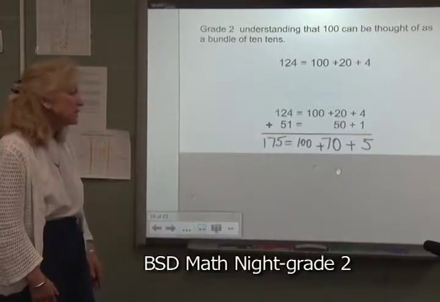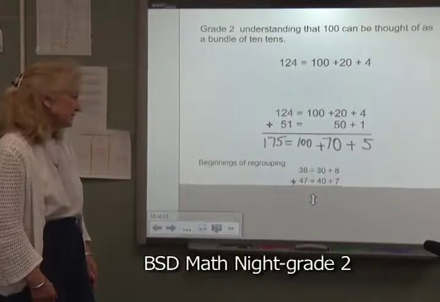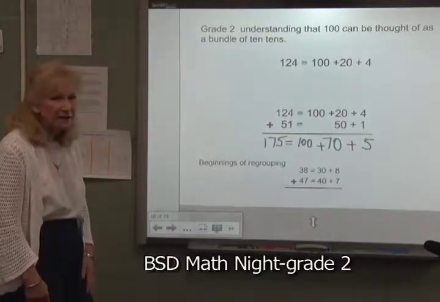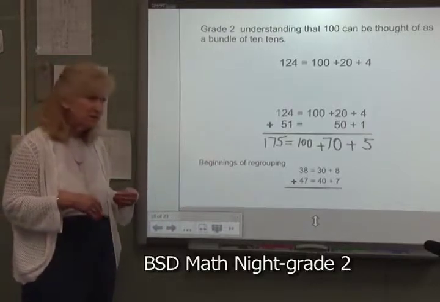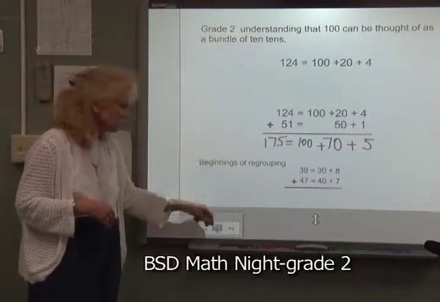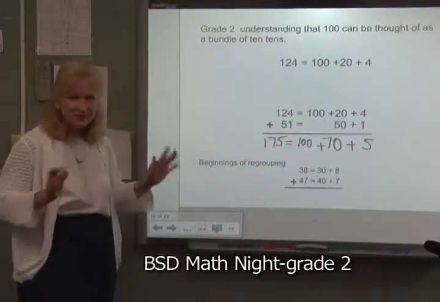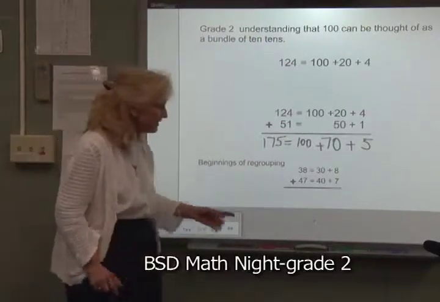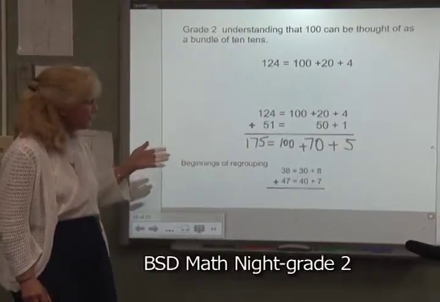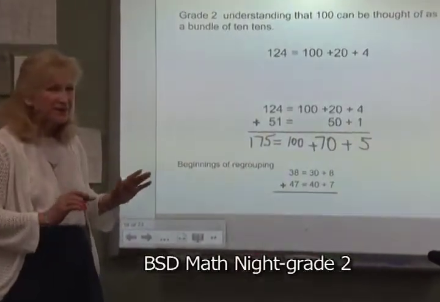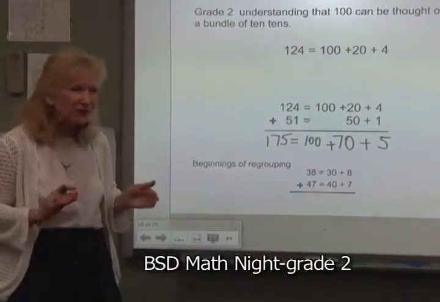Sally, let's look at where this leads to. This is the very beginning of regrouping. This is that borrowing that we're so tempted to do with the little crutch numbers. Please resist the temptation to think 8 and 7 is 15, put down a 5, carry 1. Don't say, here, do it this way.